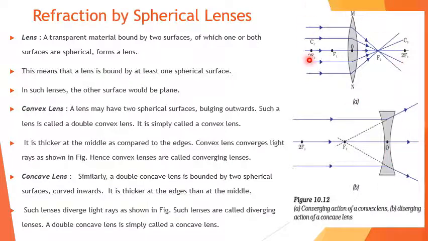So once more, this is a convex lens, this is a concave lens. It is thicker in the middle, it is thinner in the middle. It is pointed at the edges, whereas it is broad at the edges. This converges the light, this diverges the light. So you can have a question like: write the difference between a concave lens and a convex lens. Okay children, please keep that in mind.